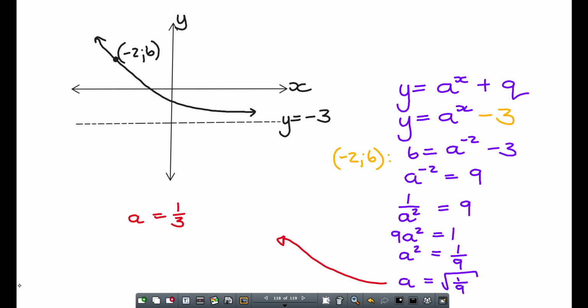And it does make sense, because look at the direction of this graph. Because it was a decreasing function, you know that the value of a will be between 0 and 1. It's between 0 and 1, so then I know my a-value is correct. So the final equation is y is equal to a third, and remember, rather put it in brackets, to the power of x and then minus 3.